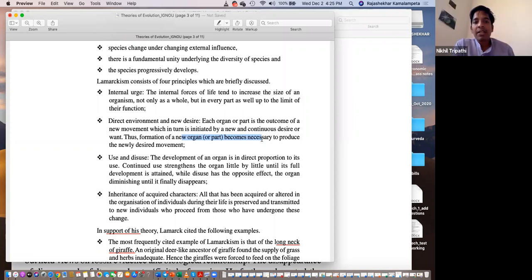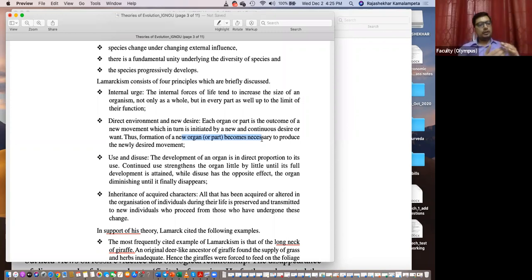And the first internal urge was not dependent on anything. It was just the organism which wanted to. It's difficult to actually separate whether this internal urge is there as per the way it was phrased. It feels like that, but it had to begin there. But mostly what we talk about is these two: use and disuse, and inheritance of acquired characteristics. The two most important ones, but they all are together. I think for the sake of understanding, they divided them. But the internal urge probably was created based on the need.